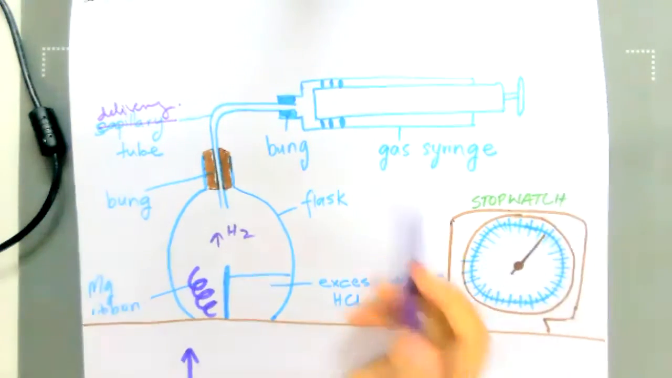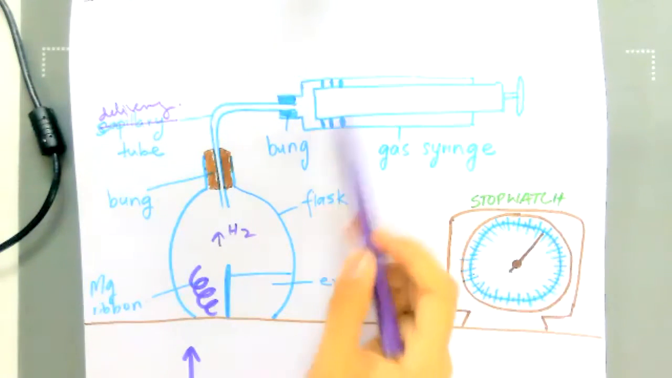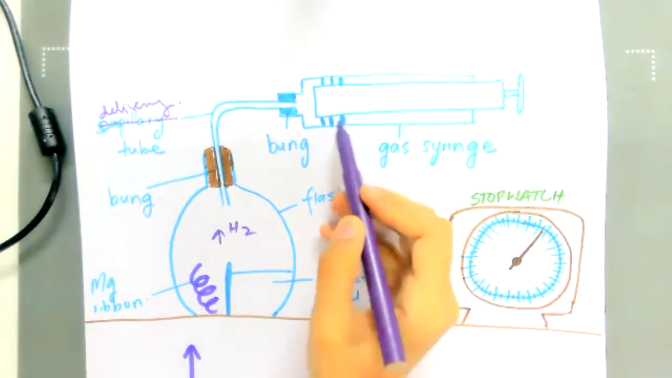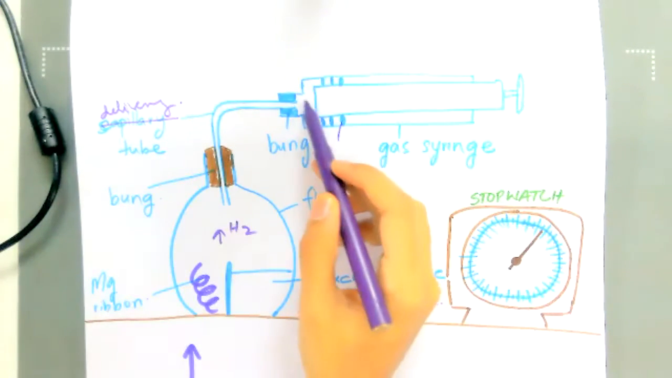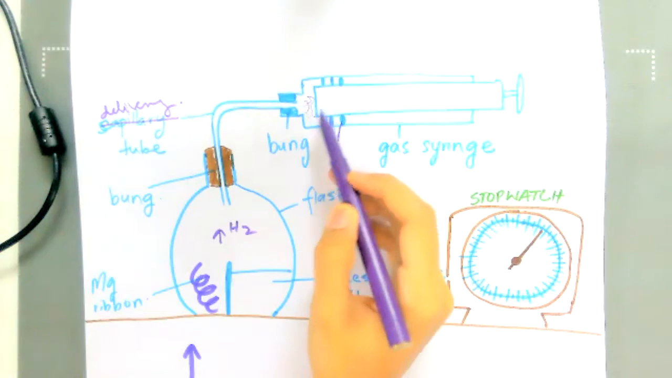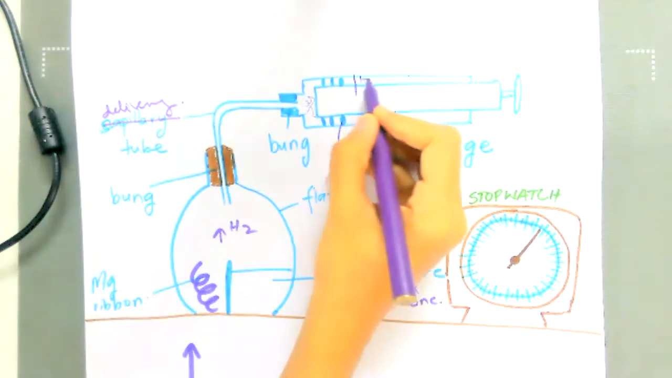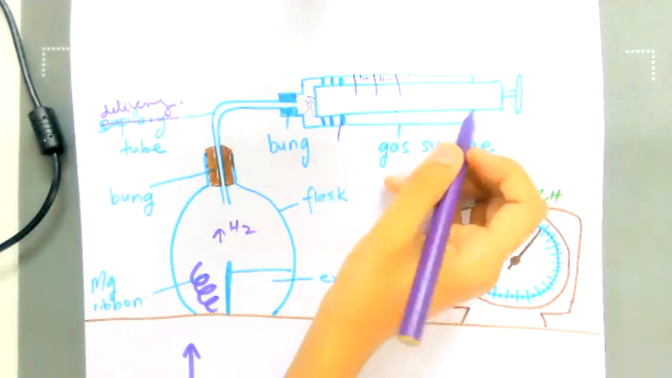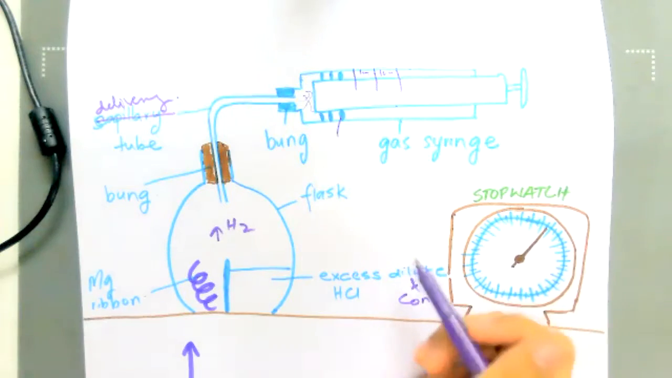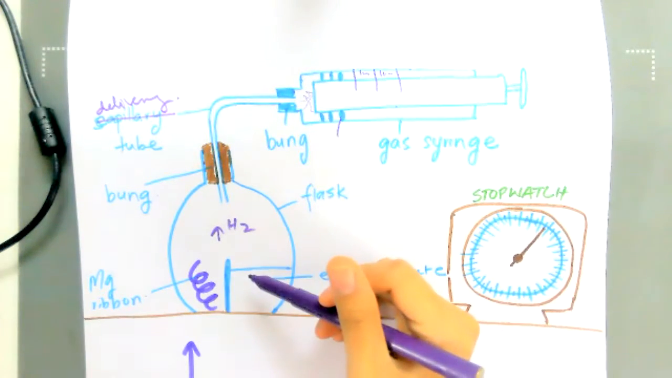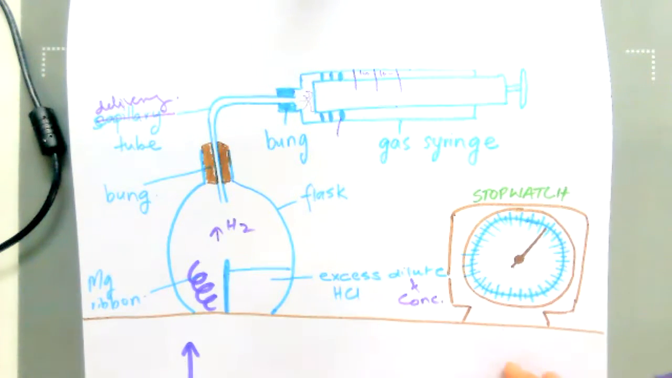So the gas syringe is also designed to collect gas. That's why it has ball bearings on the side of the plunger, so that when the gas enters, it applies pressure onto the plunger and it moves. And the glass is also scaled so that we can read it. And then we have a stopwatch, so that as soon as they start reacting, as soon as we start seeing the bubbling, we start recording the time it takes.